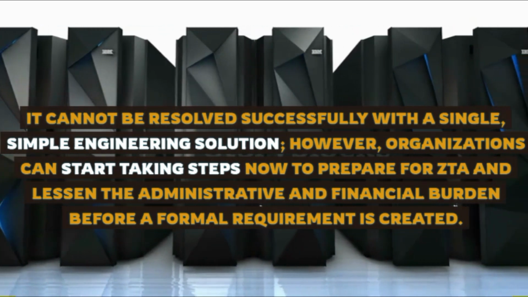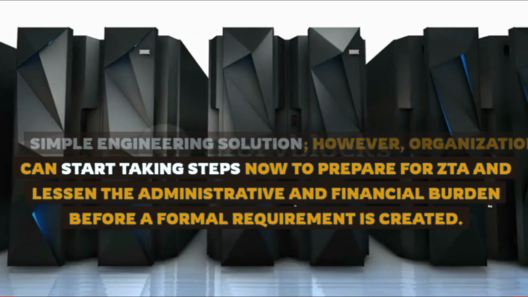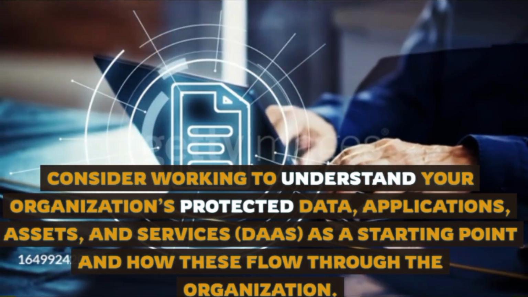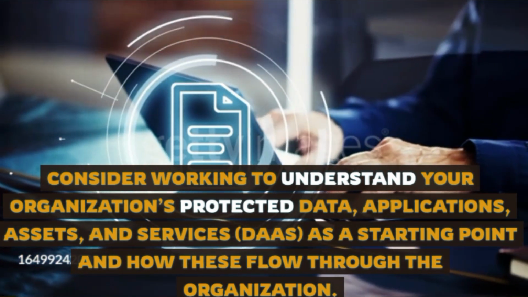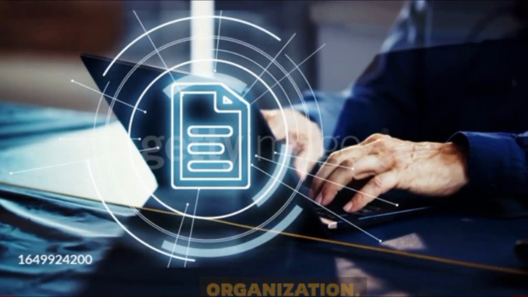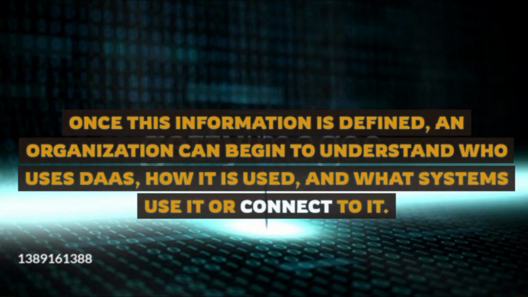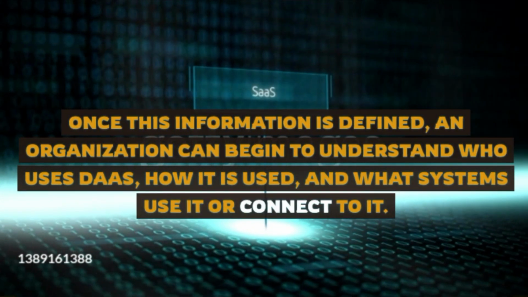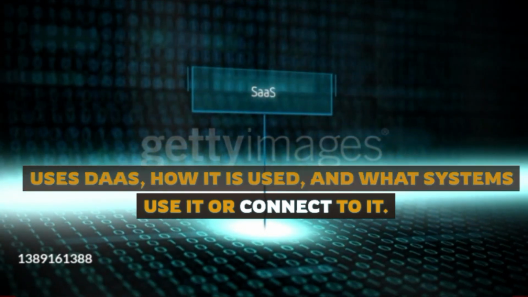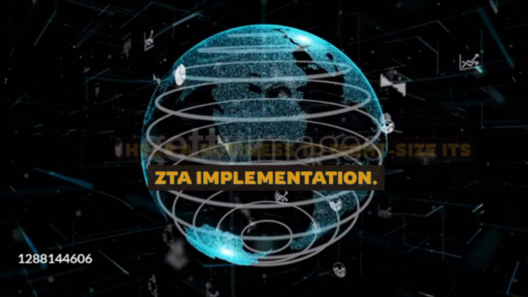However, organizations can start taking steps now to prepare for ZTA and lessen the administrative and financial burden before a formal requirement is created. Consider working to understand your organization's protected data, applications, assets, and services (DAAS) as a starting point and how these flow through the organization. This can be accomplished by defining your critical DAAS. Once this information is defined, an organization can begin to understand who uses DAAS, how it is used, and what systems use it or connect to it.